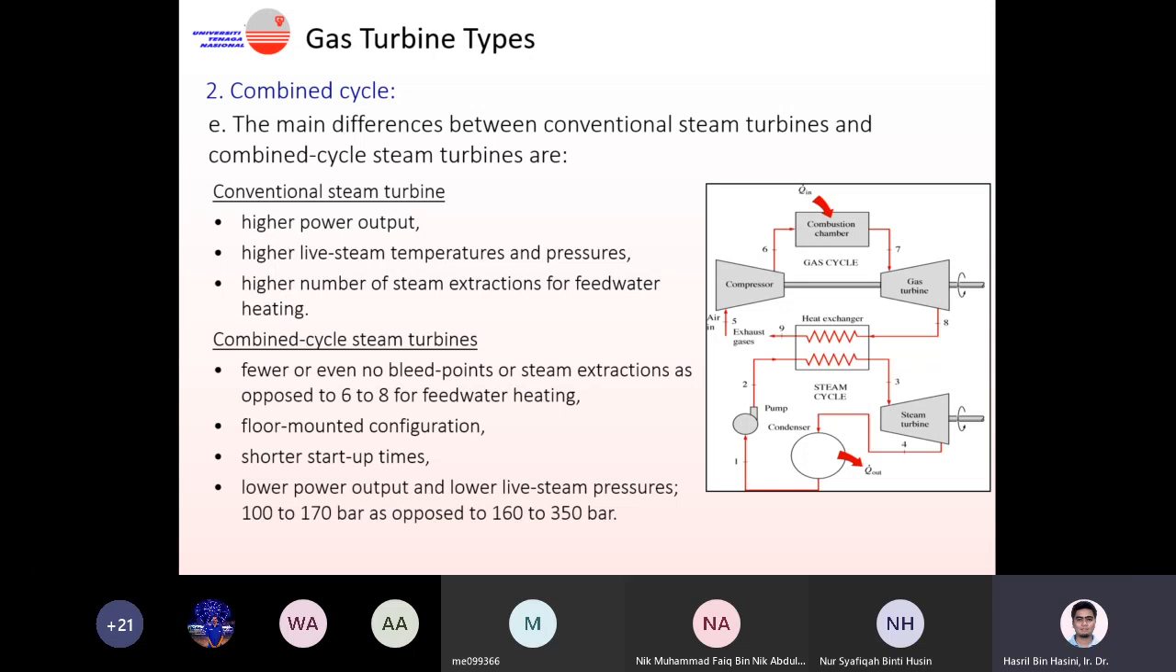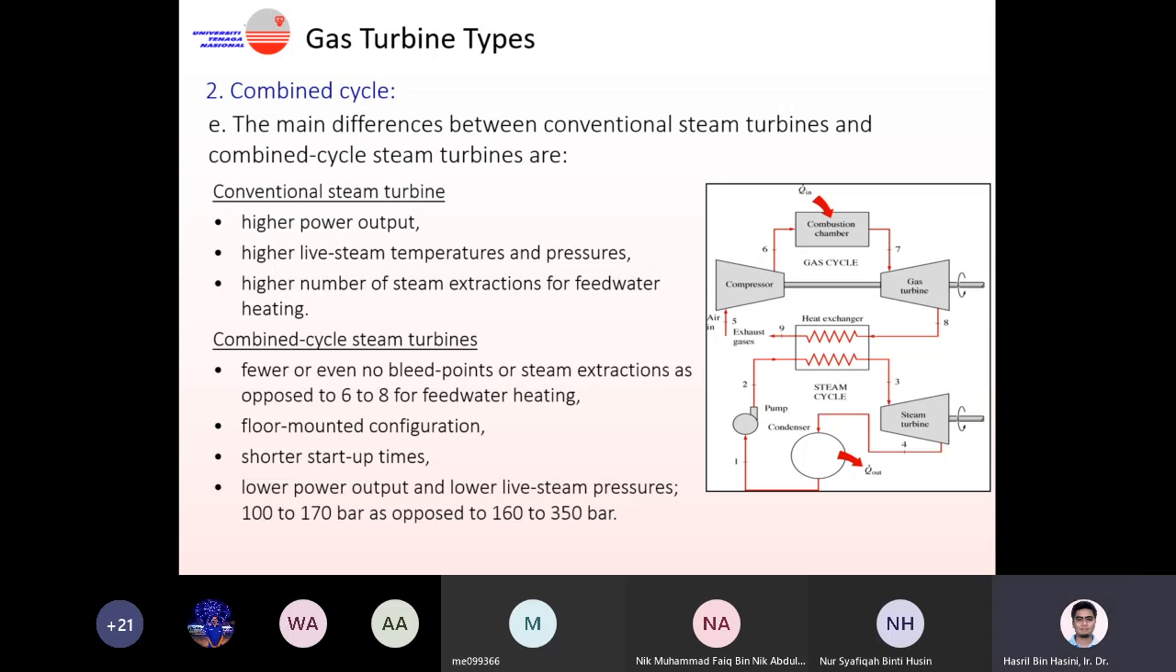You look at the conventional steam turbine, the usual one. They usually have higher rating, higher power output. And the steam temperature and pressure that drive the blade, that drive the turbine, for conventional steam turbine is higher. And the conventional steam turbine has a higher number of steam extractions for the feed water heating.